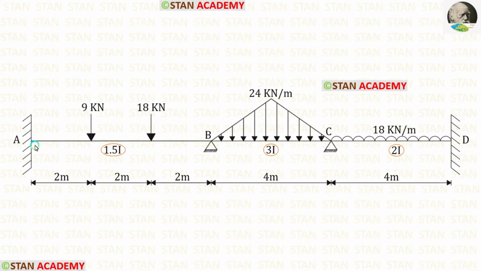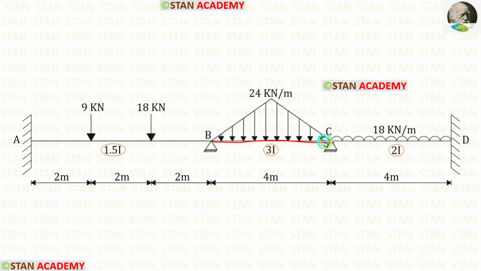In this beam, there are three spans: span AB, span BC, and span CD. In the span AB, we have two point loads, 9 kN and 18 kN. 9 kN is acting at a distance of 2 meter from the point A. 18 kN is acting at a distance of 4 meter from the point A.